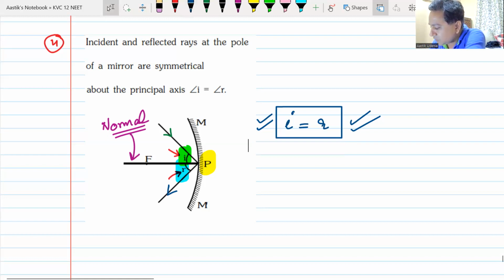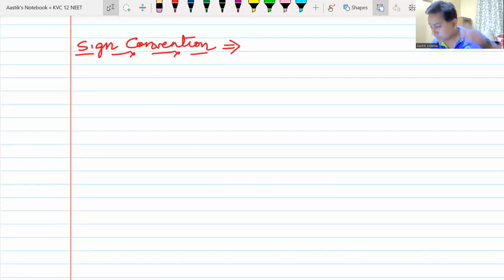That takes us to the most important concept of this chapter, what I understand, and this most important concept is the sign convention. Now remember, whatever formulae, whatever equations we use in ray optics, they have to be used with sign conventions.